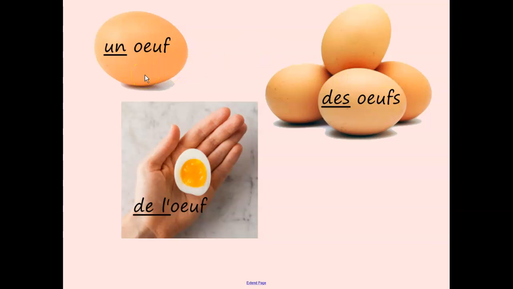So un œuf is an egg, one egg. Des œufs means some eggs, as in more than one. What we see in the picture right here is de l'œuf, which is essentially some egg. It's less than one whole egg, so we're using the singular here, but we're using this to mean some. So that's what we're talking about today. And these are the two different articles that we're going to be dealing with for right now.